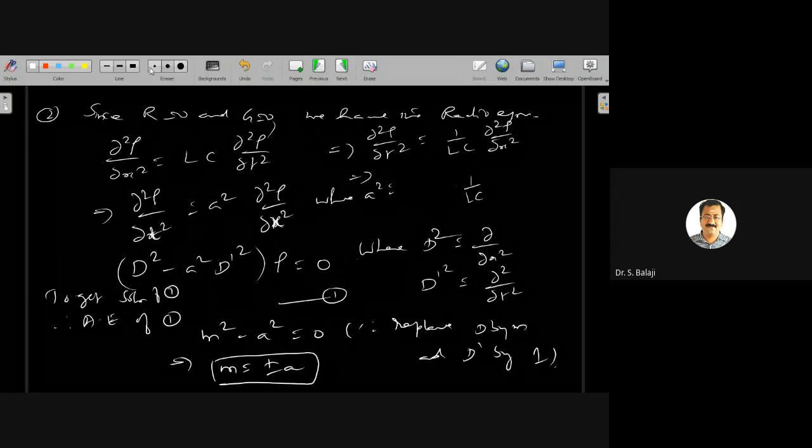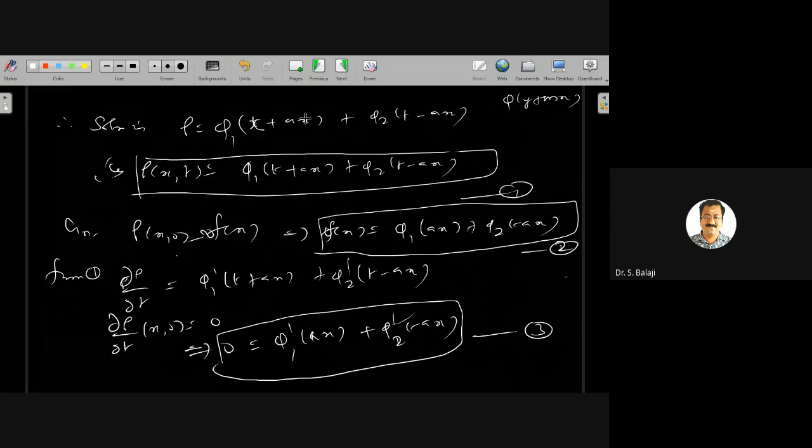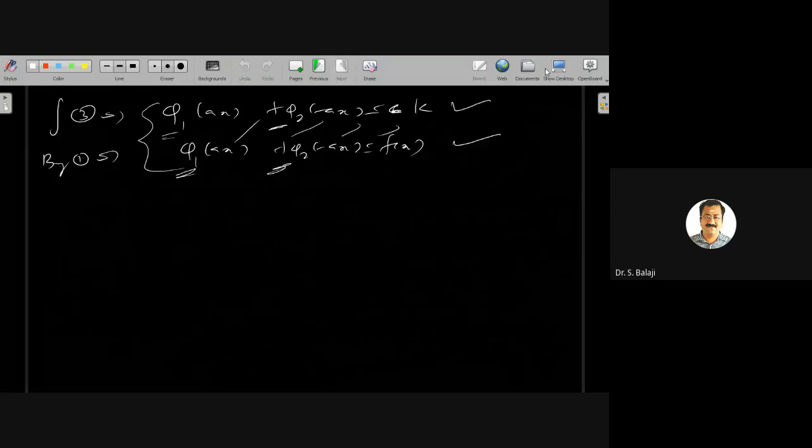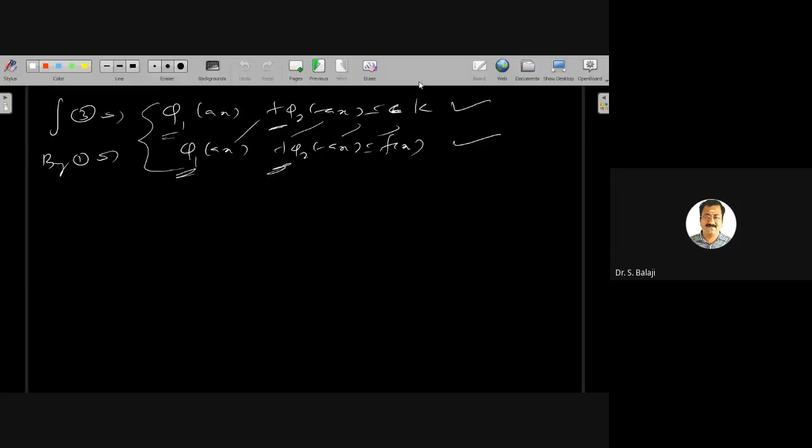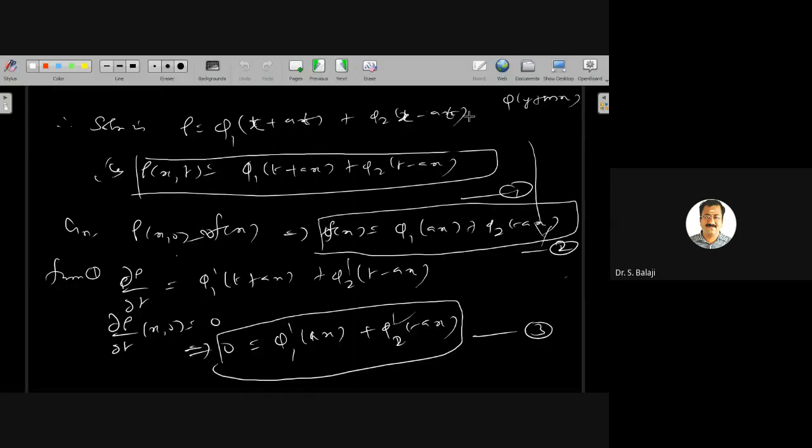Now here you have to take this as t and x. Everything you have to change. Then here x and t. The remaining things you have to change. Then you can easily get the relationship. You can get x plus at, x minus at, with the negative sign you are getting here.